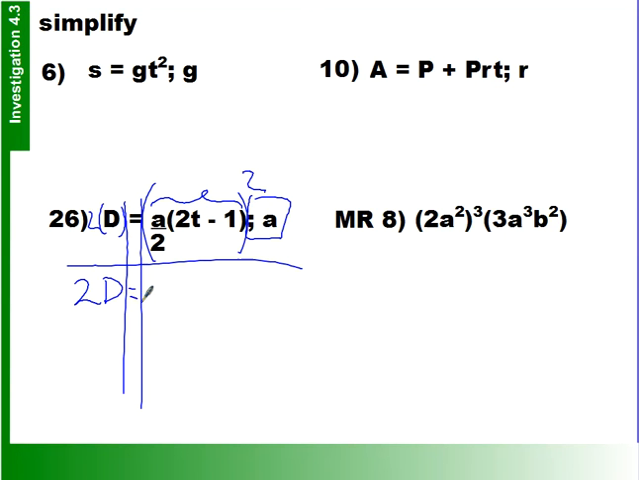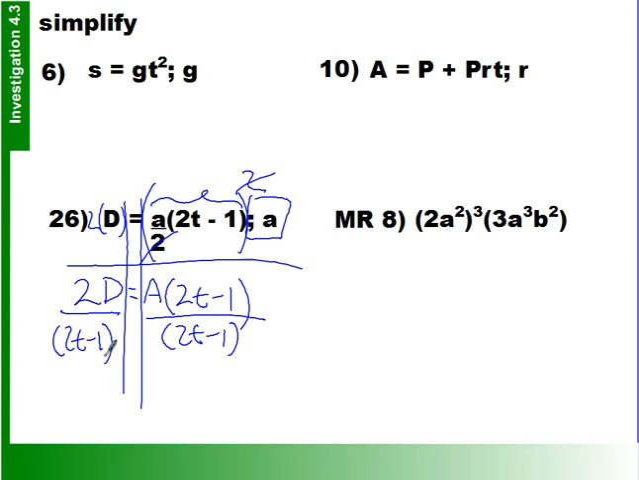So I end up with 2d is equal to, well, 2 divided by 2 is 1. So we get a times 2t minus 1. Well, what's the opposite of multiplying a by 2t minus 1? Dividing a by 2t minus 1. And what I do to one side, I must do to the other. And you'll probably know that 2t minus 1 divided by 2t minus 1, well, they cancel out, right? So I just am left with a is equal to 2d over 2t minus 1.